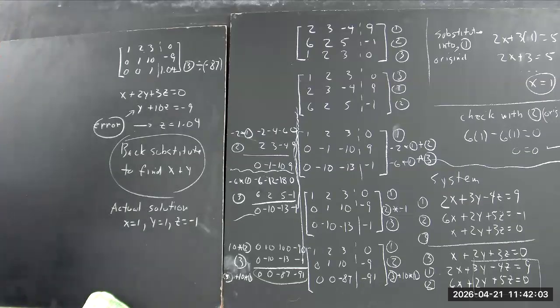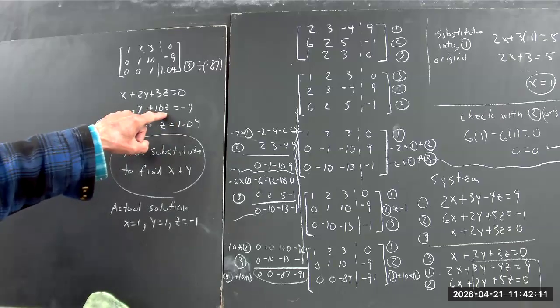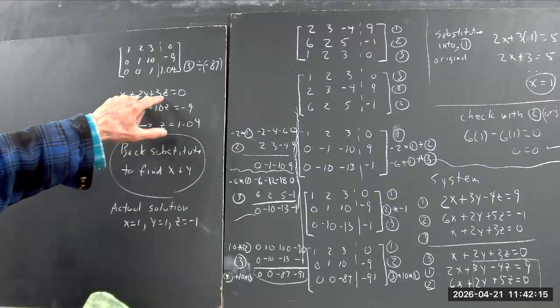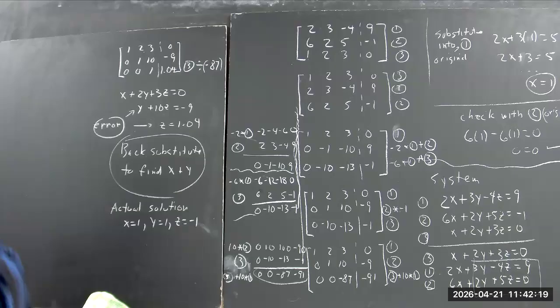So that's how you can reduce a system to upper triangular form. You see how neat this works. If you know what Z is, you plug it in here and you can solve for Y. Then you know Y and Z, you can plug them in here, and the only thing you don't know is X. You can solve the equation.